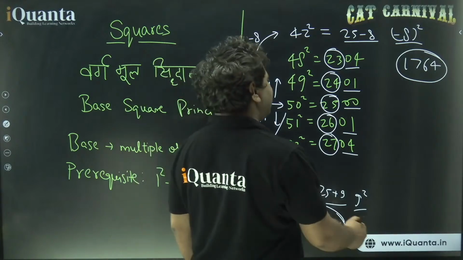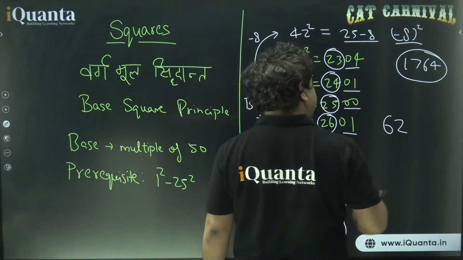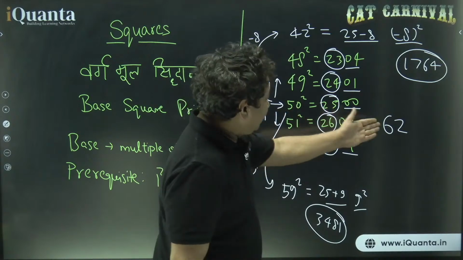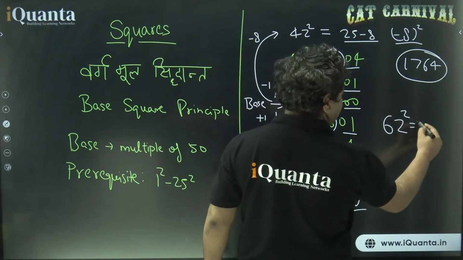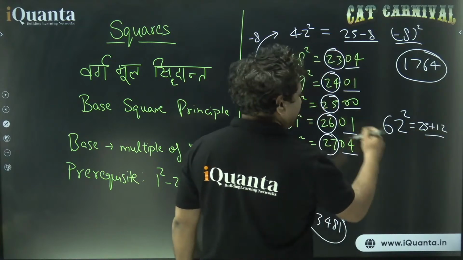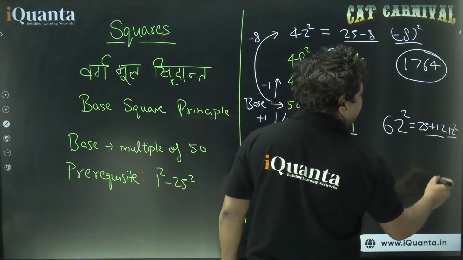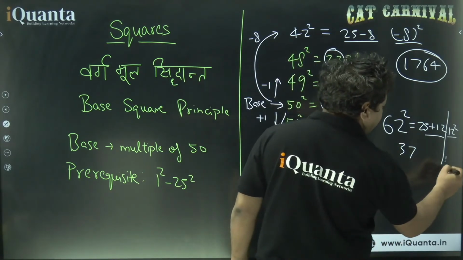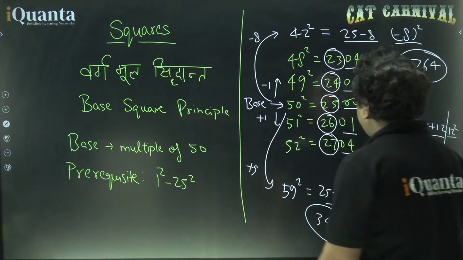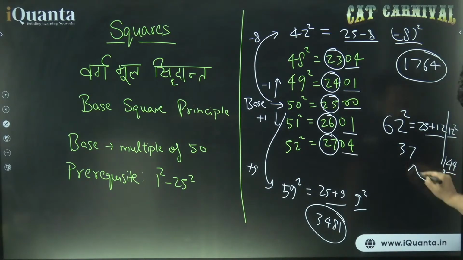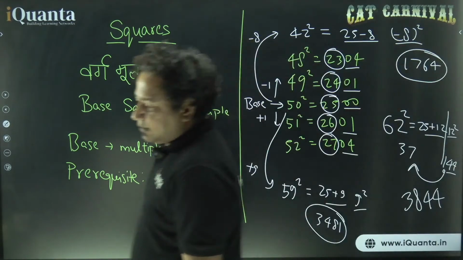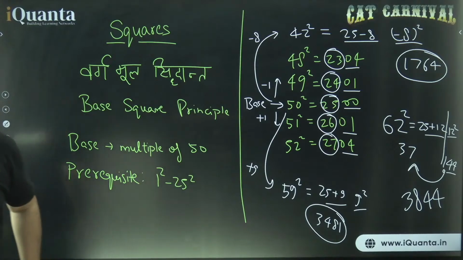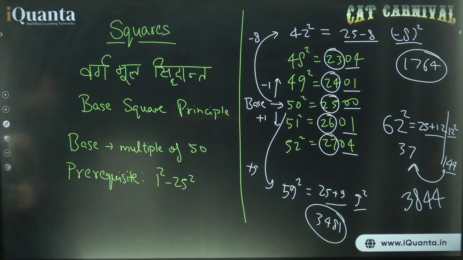What if I want to calculate the square of 62? For 62, the nearest base is 50. Okay, it's 12 more than 50. Wow. That means I'll have to add 12 to 25, and then I'll have to write 12 square. All right, 25 plus 12 is 37. And 12 square is 144. By the way, only 2 digits are allowed, as you can see here. So 44 stays, 1 goes here. We get 3844 as the final answer. Clear? So, in this case, we got a 4-digit square.